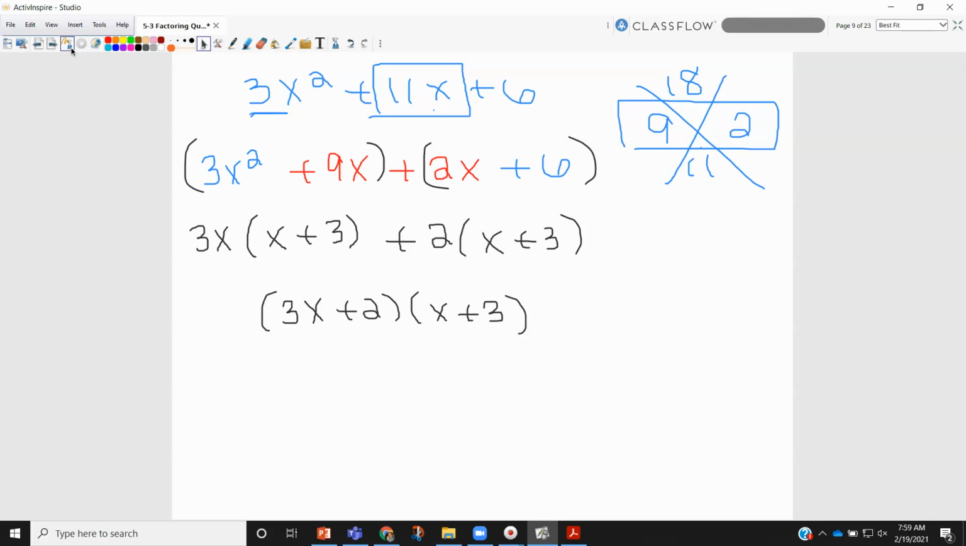So it's just like our factor by grouping, but now we have to create that one extra step, and that extra step we're creating is actually the line you get from FOIL. So first, outer, inner, and last. So it's almost like reverse FOIL using this magic X concept. It works for all quadratics that need factored.